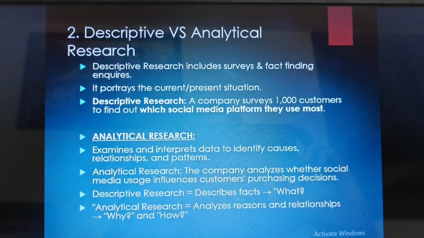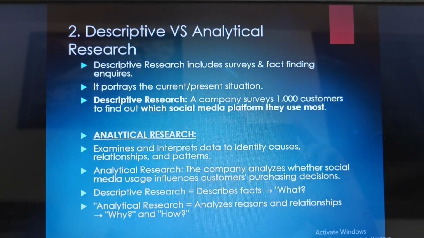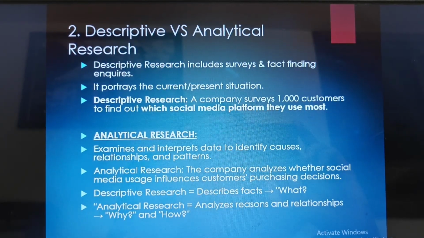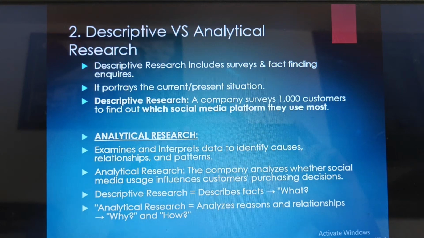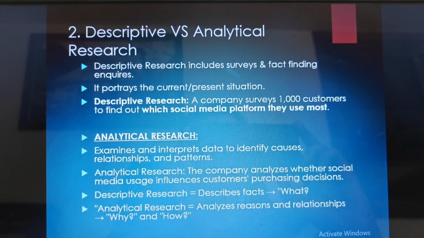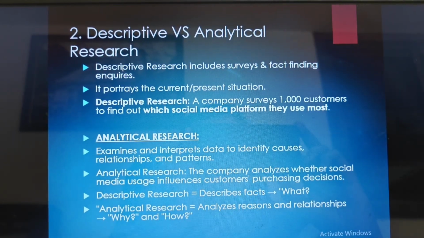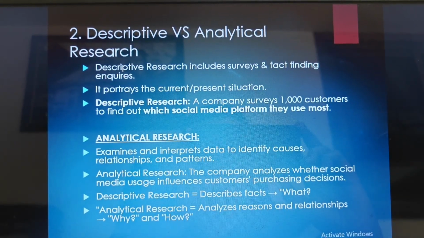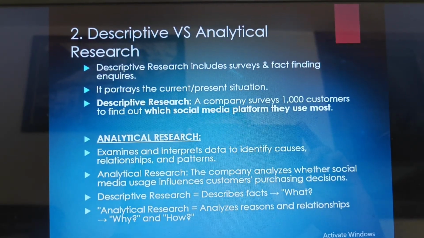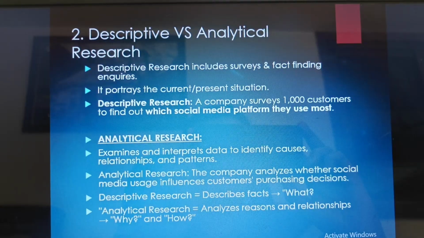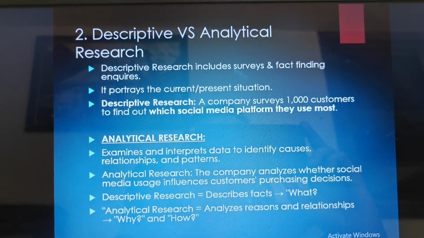Second type of research is descriptive versus analytical research. Descriptive research includes surveys and fact finding inquiries. It portrays the current present situation. Descriptive research, for example, a company surveys 1,000 customers to find out which social media platform they use most. So descriptive research generally includes surveys and fact finding inquiries, and it is related with the current or present situations.